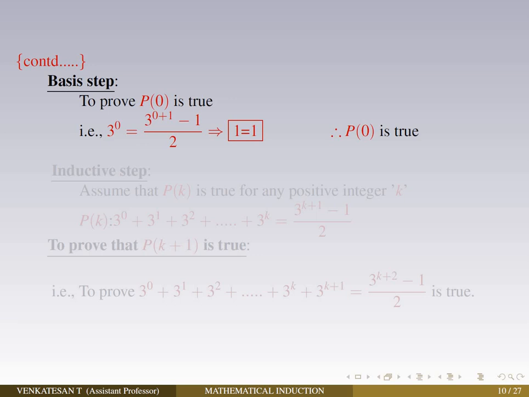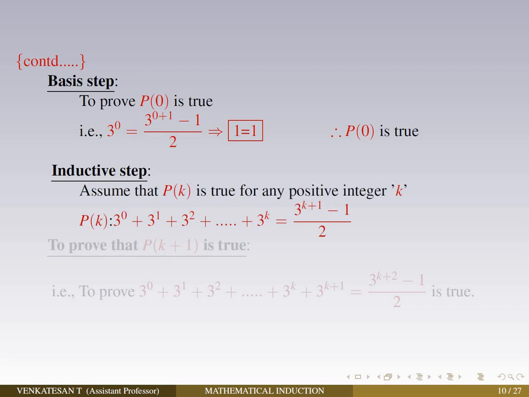So my initial term on the left hand side is 3 power 0. That is equal to the right hand side replacing n value with 0, so (3 power 0 plus 1 minus 1) divided by 2. Here in both left hand side and right hand side, the answer is 1. That is 1 is equal to 1. Hence P of 0 is true. My basis step is proved. Second, in the inductive step, I am going to assume P of k is true for any positive integer k.